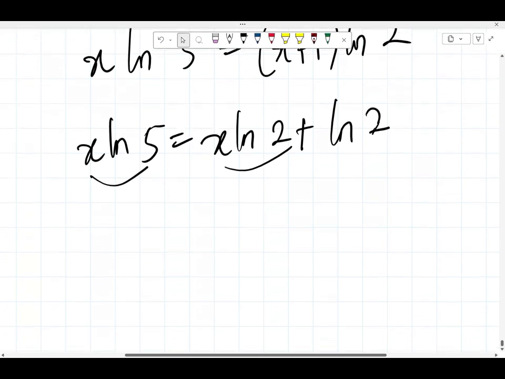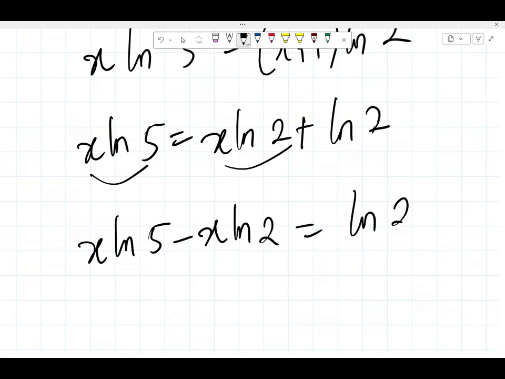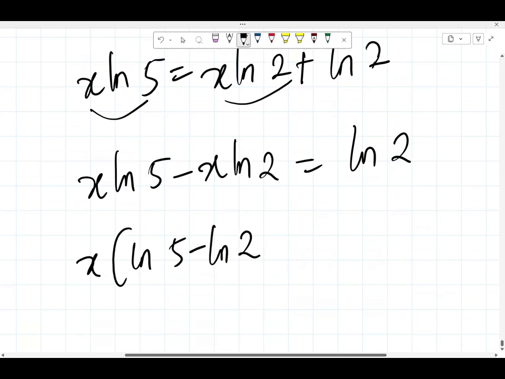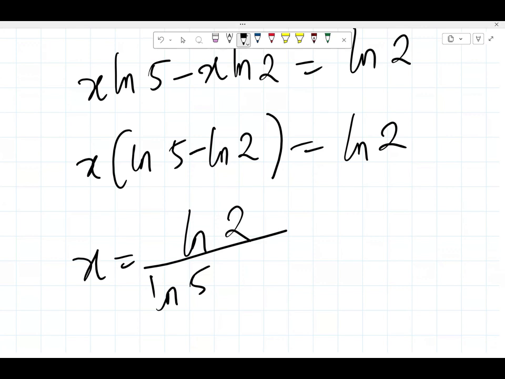So with this now, this one has x, this one also has x. Can we bring them together? So we have x ln 5 minus x ln 2 is equal to ln 2 on the right hand side. So x is common here, so we have x into ln 5 minus ln 2. Okay, and that is equal to ln 2. So we need x now. We can divide through by ln 5 minus ln 2. So this is ln 2 all over ln 5 minus ln 2.